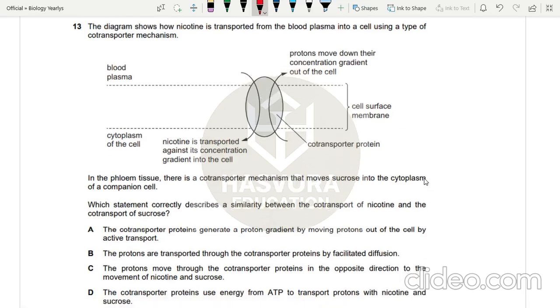So 13 is a very tricky question because you have to use your knowledge of plants to answer it. The diagram shows how nicotine is transported from the blood plasma into the cell using a type of cotransporter mechanism. Do you remember where you studied the cotransporter mechanism? We studied this when sucrose moves from the source cell to the companion cell, so between the source and companion cell.